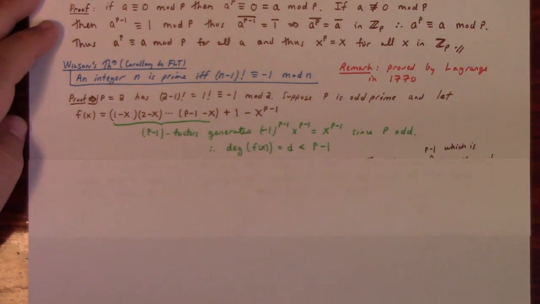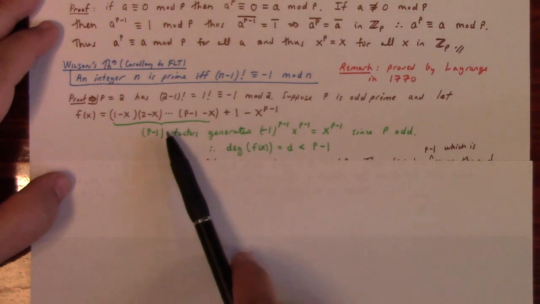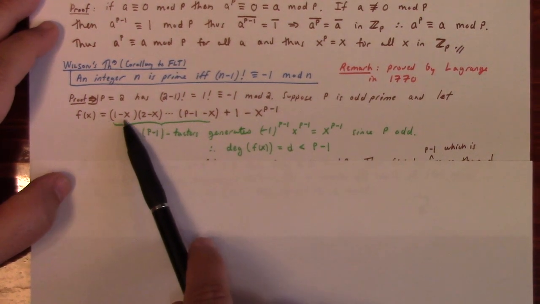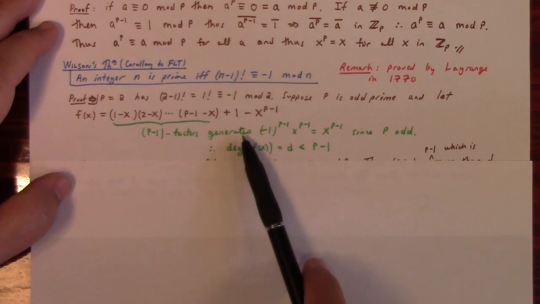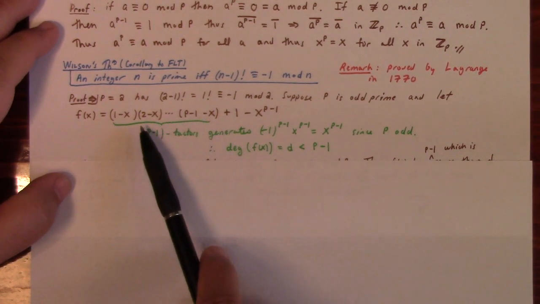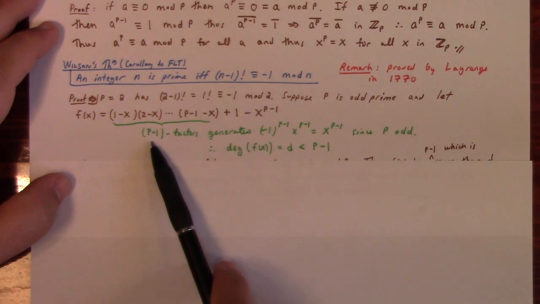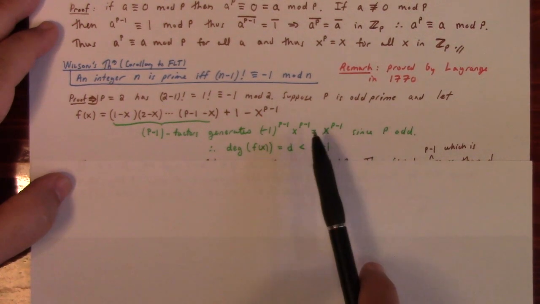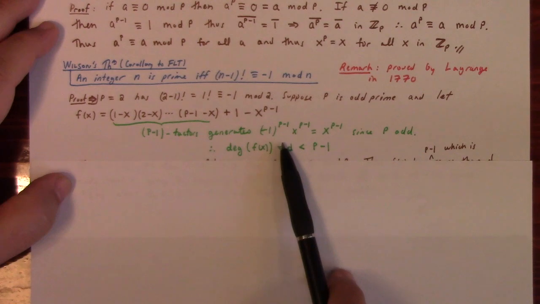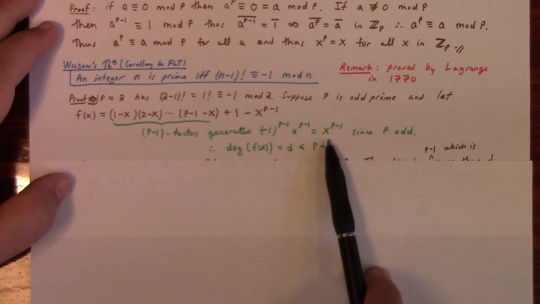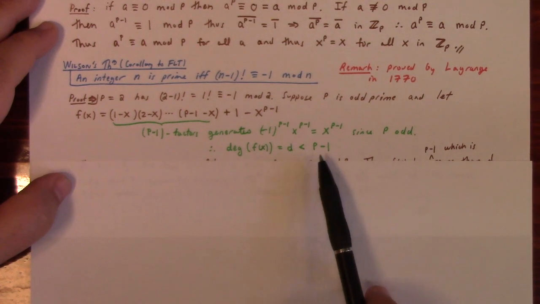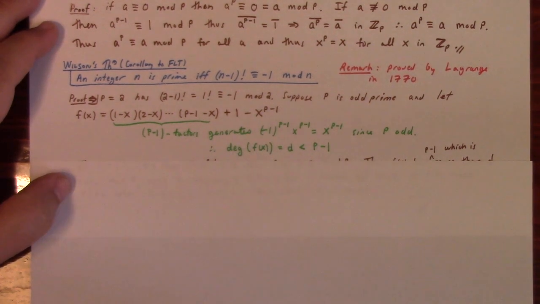This is an interesting polynomial because the x^(p-1) cancels. When you multiply these out, you get (-1)^(p-1) times x^(p-1), because there are p - 1 factors: minus x, minus x, minus x, p - 1 times. But since p is odd, p - 1 is even, which makes this factor just 1. That gives you x^(p-1), which cancels with the other one and leaves everything else. So the degree of f(x), which we'll call d, has to be less than p - 1 because the p - 1 terms are canceling.